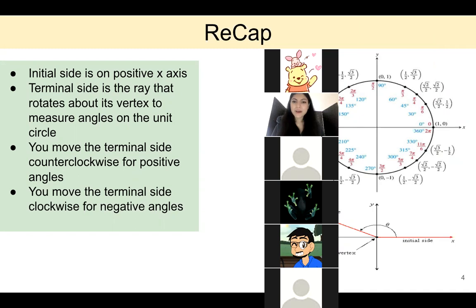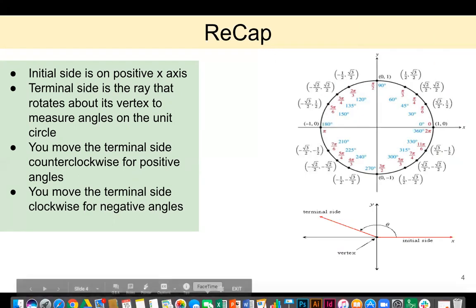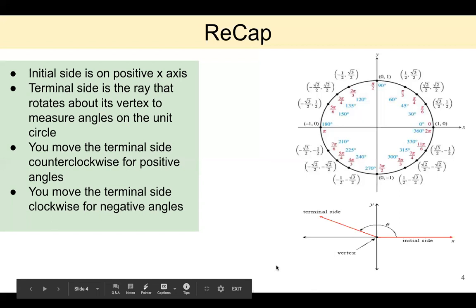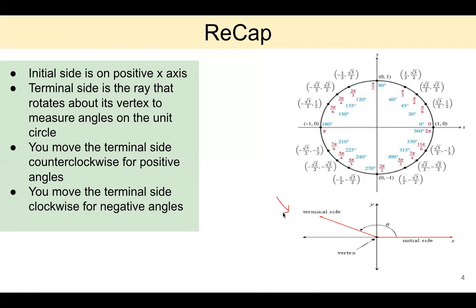I talked a little bit about how we create angles inside the unit circle, and I use mostly this kind of visual to explain that. You usually start on your initial side, and it's always on the positive x-axis. The terminal side is the second ray that rotates about its vertex right here in the picture and creates an angle. You rotate it this way to create your positive angles, and this direction is called counterclockwise.